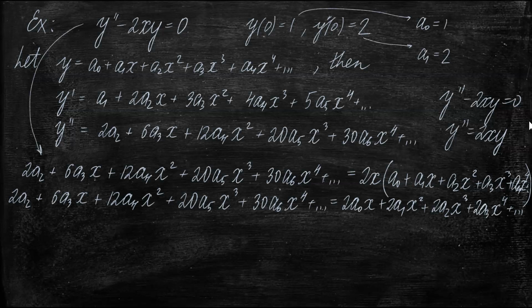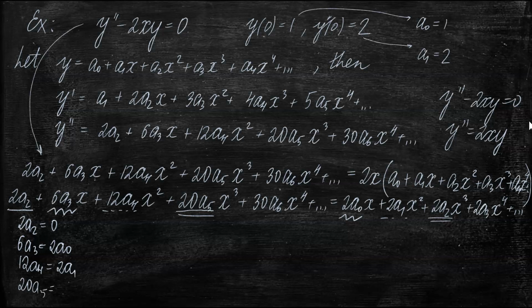And now we're going to set the coefficients of the corresponding powers of x equal to one another. Since there is no free coefficient on the right side, the 2a2 must be equal to 0. The coefficients of x produce this equation. The coefficients of x squared give us this equation. And the coefficient of x cubed will give us this equation. So we can write more of this if we need more, but let's just write these ones for now.